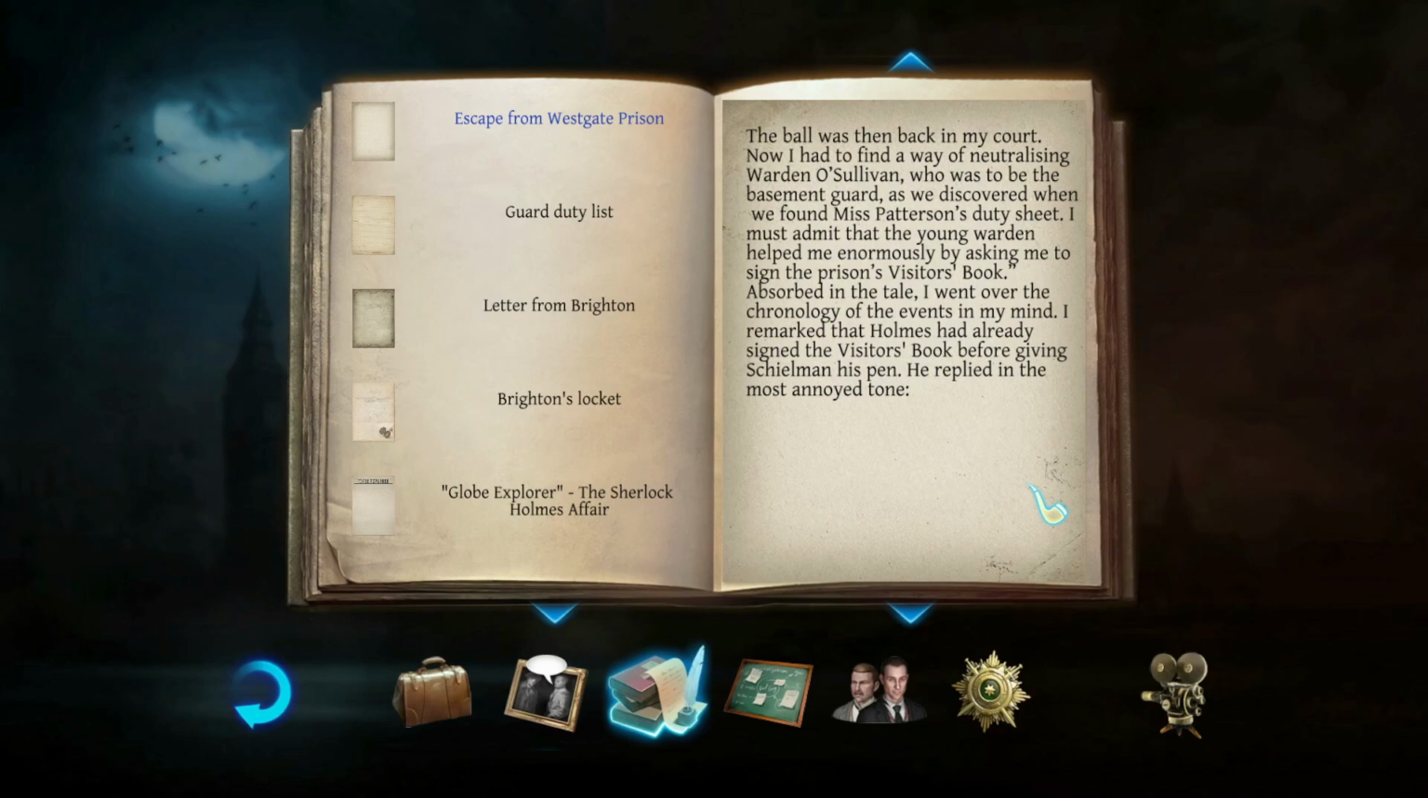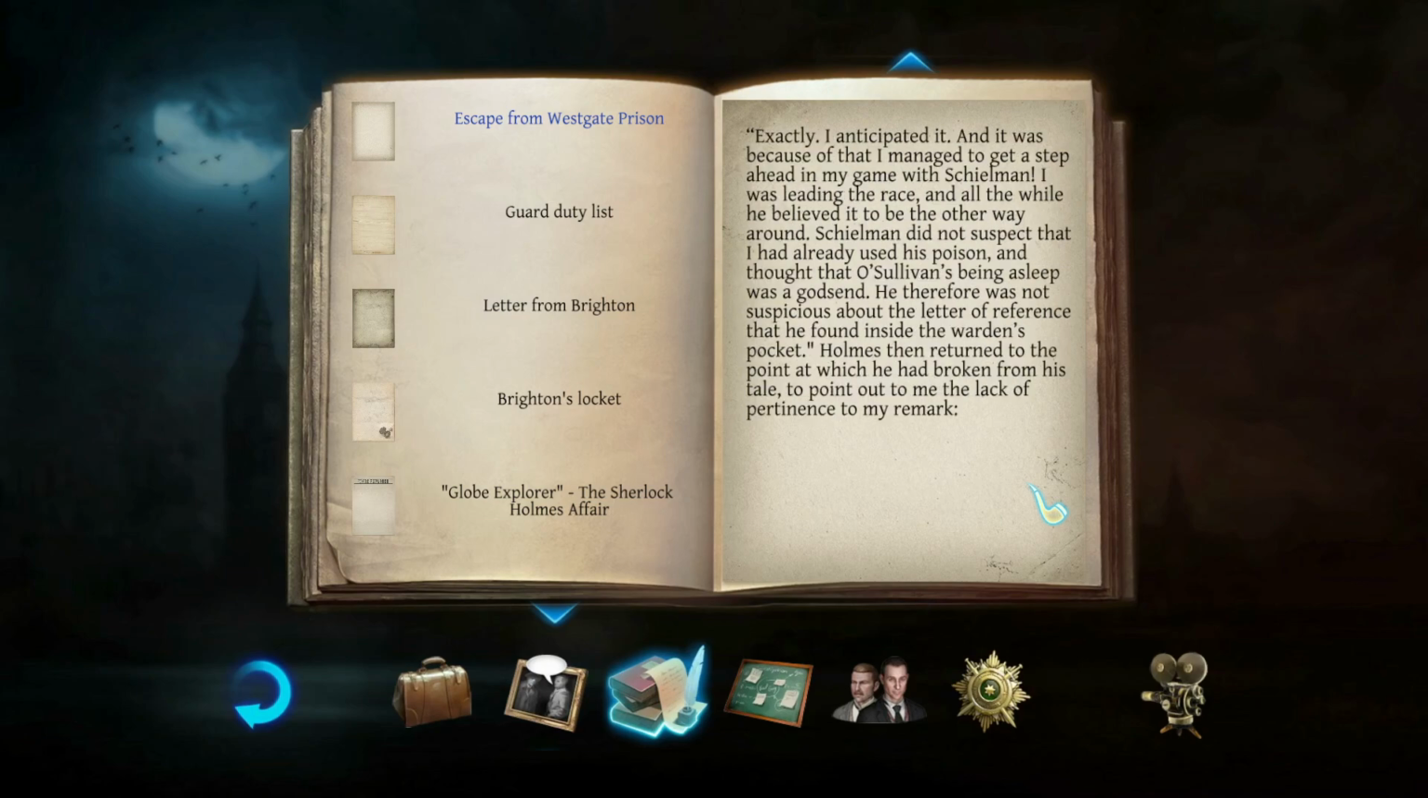Absorbed in the tale, I went over the chronology of events in my mind. I remarked that Holmes had already signed the visitor's book before giving Schielman his pen. He replied in the most annoyed tone. Exactly, I anticipated it, and it was because of that I managed to get a step ahead in my game with Schielman. I was leading the race, and all the while he believed it to be the other way around. Schielman did not suspect that I had already used his poison and thought that Sullivan being asleep was a godsend. He therefore was not suspicious about the letter of reference that he found inside the warden's pocket. Holmes then returned to the point at which he had broken from his tale, to point out to me the lack of pertinence to my remark.